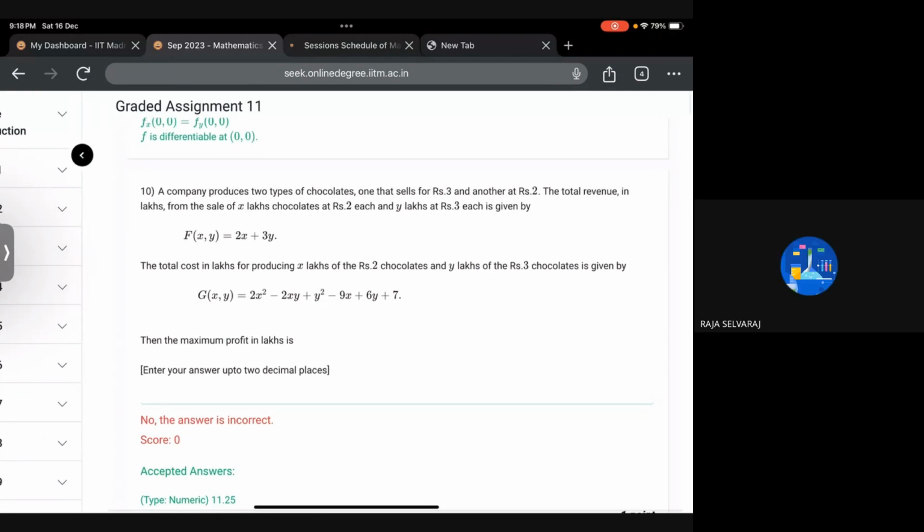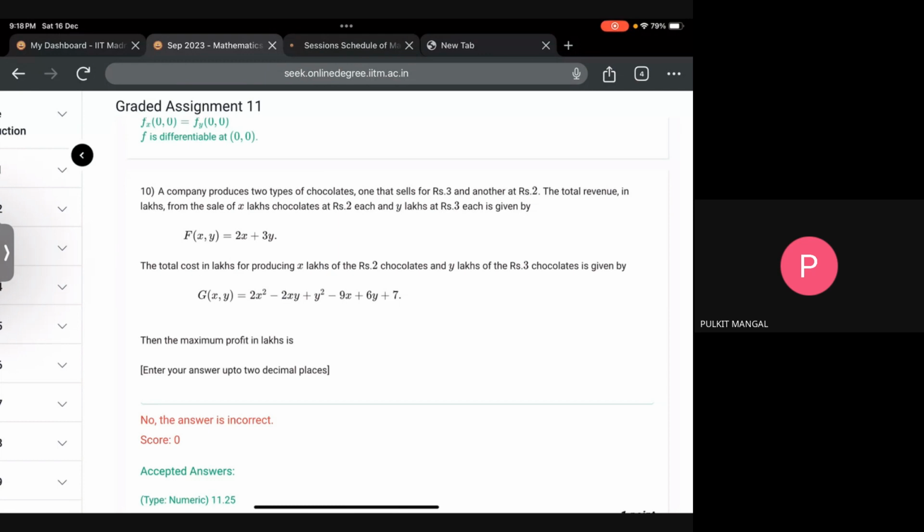Sir, a company produced two types of chocolate, one that sells for 3 rupees and another at 2 rupees. Total revenue in lakhs from the sale of X lakh chocolates at 2 rupees and Y at 3 rupees is given by the function f, and total cost is given by the function g. Find the maximum profit.